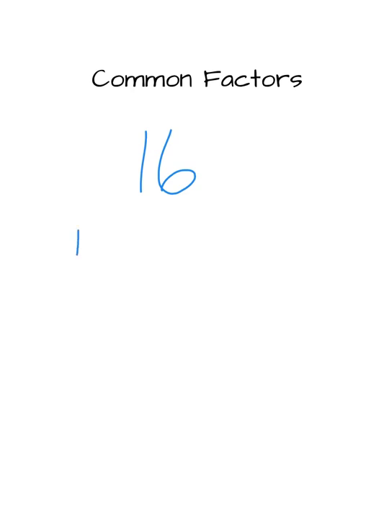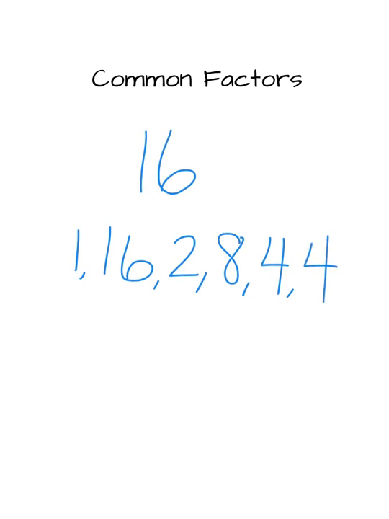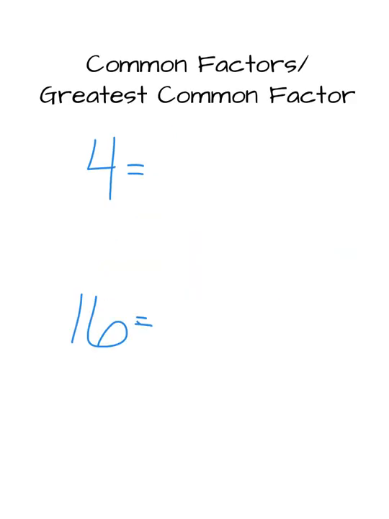Well, we can multiply 1 and 16. We can multiply 2 and 8. And we can multiply 4 and 4. So those are all factors of 16, things we multiply together to equal that number. All right, so something we're going to add now is the greatest common factor.